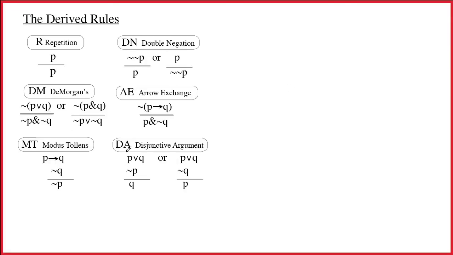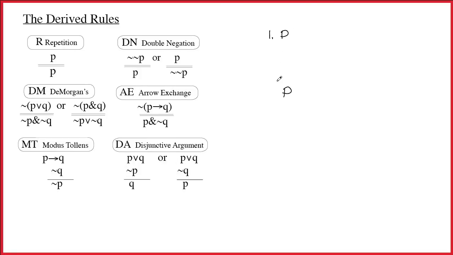In fact, to call these things derived rules is to say that they can be derived from the basic rules. Let's see just one example. Repetition is the first rule. We already introduced repetition in class, and we've been using it since early in the semester. The rule says that if you have P on one line, you can get to P on another line.